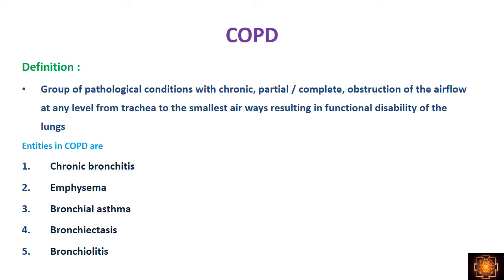As the name itself suggests, there can be obstruction in the respiratory tract, and that obstruction can be either partial or complete. And the obstruction can be present anywhere in the airway, starting from the trachea to the smallest airways. When there is an obstruction, it leads to functional disability of the lungs. So this condition we call chronic obstructive pulmonary disease. In this, we have a few entities like chronic bronchitis, emphysema, bronchial asthma, bronchiectasis, and bronchiolitis. And today we'll be discussing bronchiectasis.